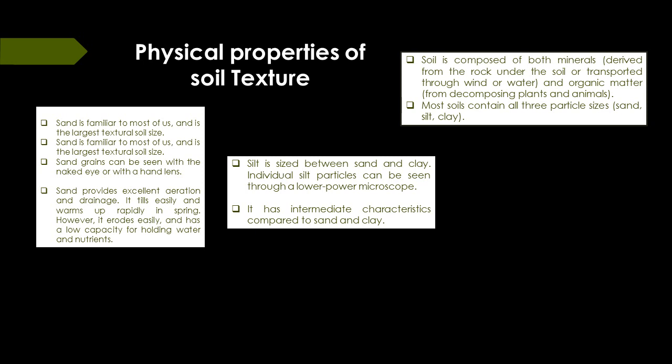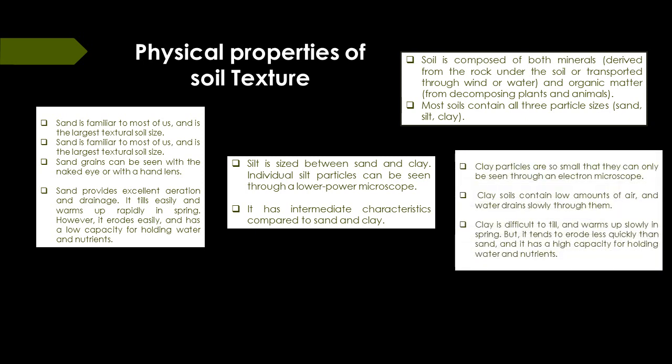Silt is the second type of soil texture. Silt is size between sand and clay. Individual silt particles can be seen through a low power microscope. It has intermediate characteristics compared to sand and clay.